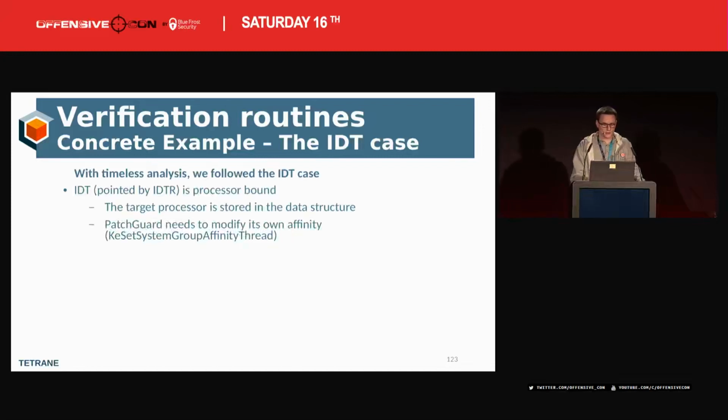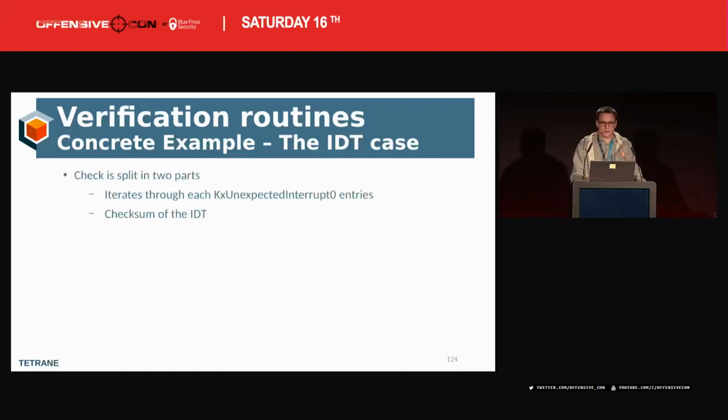Next, once it's got the right affinity, the check will be split in two parts. The first part is it will iterate through each KiNmiInterrupt, which is actually what I call the specific part. This is directly specific to the IDT case. And then it will perform the checksum of the IDT, which is the more common way, since this checksum is the usual way.